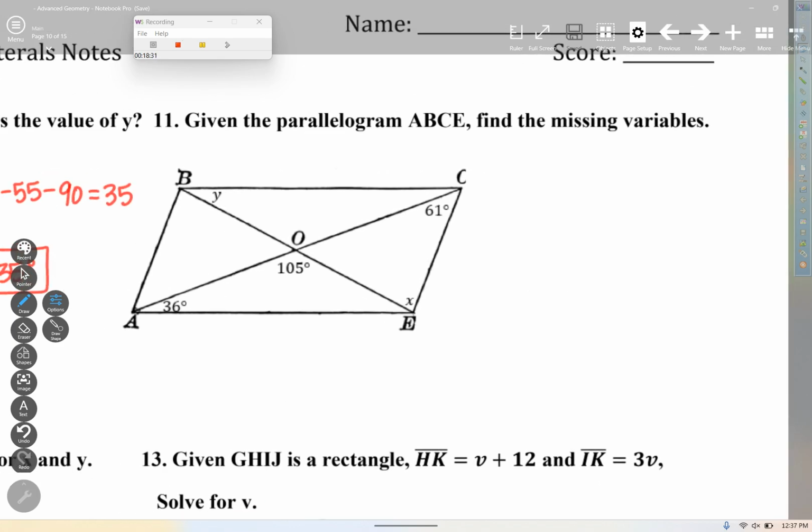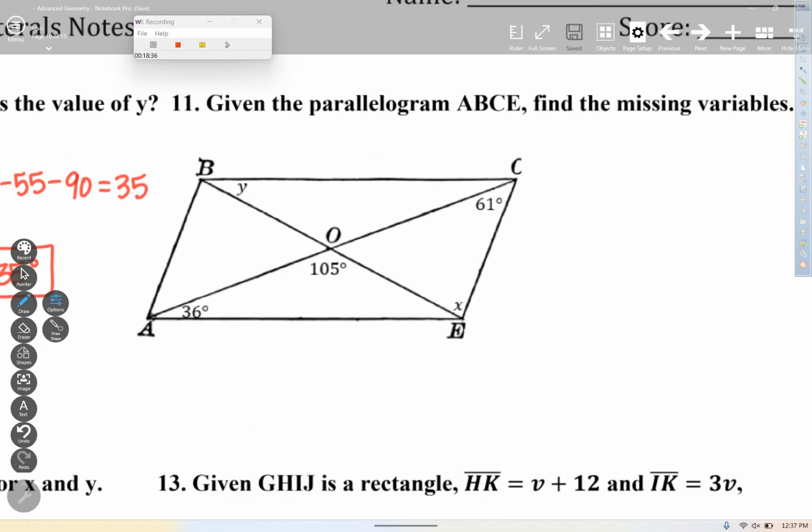Okay, given the parallelogram ABCE, find the missing variables. Okay, so I have a missing x and a missing y on this guy, right? Let's start putting everything we know about a parallelogram. Opposite sides are parallel. Opposite sides are congruent. Alternate interior angles are the same. So y is the same as this angle. This angle is the same as x. This angle is the same as 36. And this angle is the same as 61.